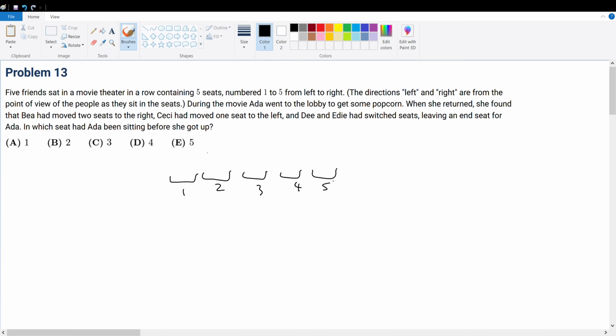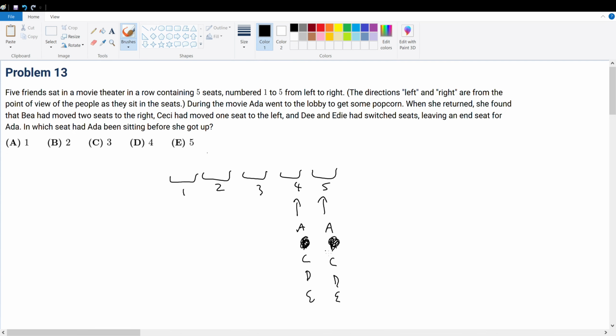And so consider that after Ada got up, what happens? What happens is that there's one empty space, right? For example, 2. And then they rearrange themselves. But let's first consider the given criteria. We know that when she returned, she found that Bea had moved 2 seats to the right. So she must have moved 2 seats, which means that this slot cannot be Bea. And so there's 5 friends, right? There's A, B, C, D, and E. And just to repeat myself, she found that Bea had moved 2 seats to the right. So this cannot be B, and this cannot be B.